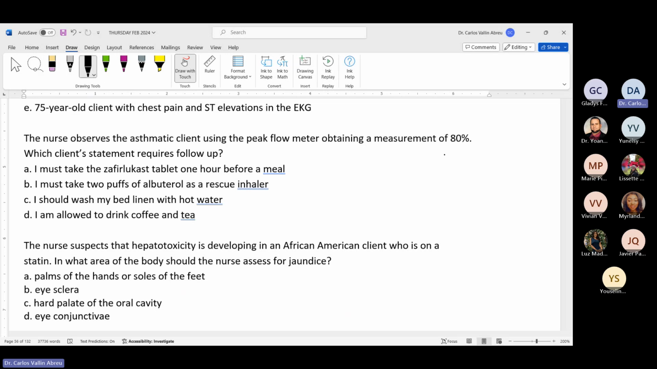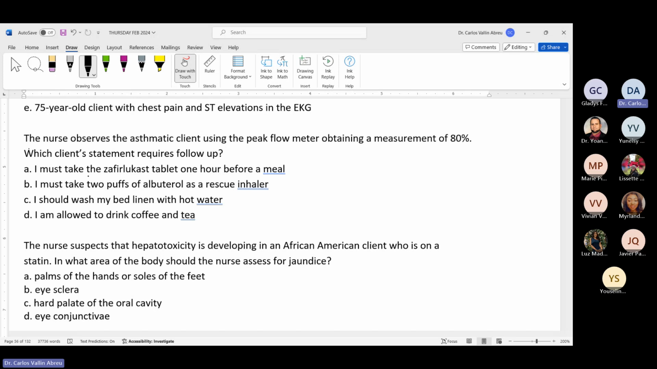You should know that 80% is normal. From 80 to 100% is normal. The client is okay. The client is having a good movement of air in and out. The client has a normal ventilation. There is no bronchospasm. But the question says which client's statement requires follow-up. So what is wrong?